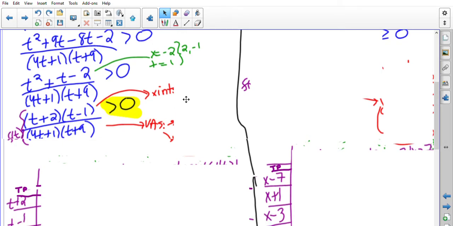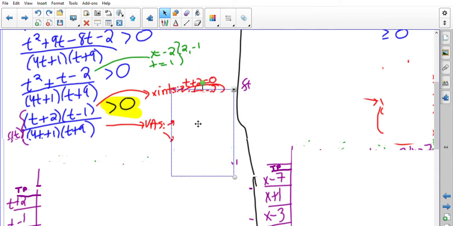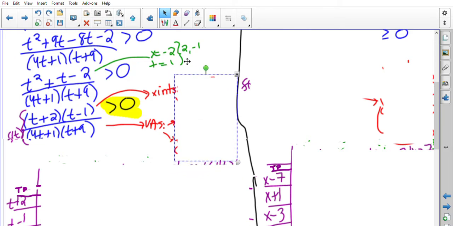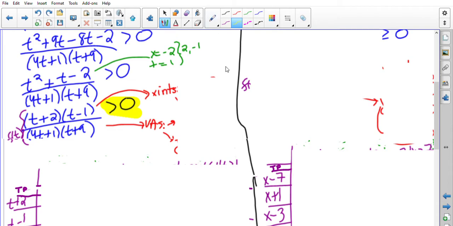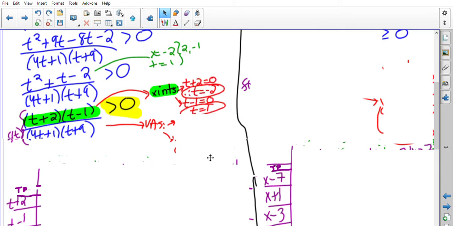Okay, next step, find the x-intercepts. The x-intercepts are wherever the numerator is equal to 0. So again, I'll do highlighters if that helps. So x-intercepts where the numerator equals 0. So that's going to be at -2 and 1.